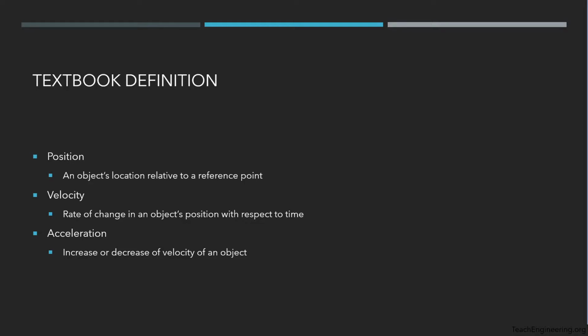Now, the derivative of the velocity then would be the acceleration, which is the increase or decrease of velocity of an object. So if an object were to move to a different position over a given time, it is how fast or slow that object is changing speeds in the positive or negative direction.